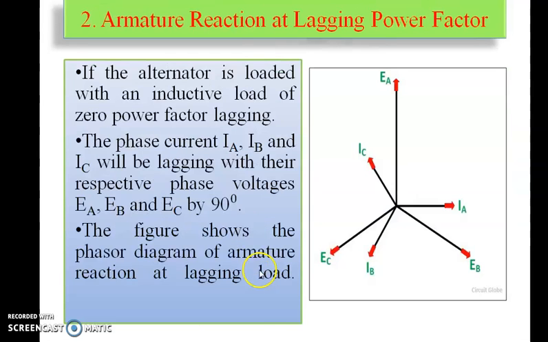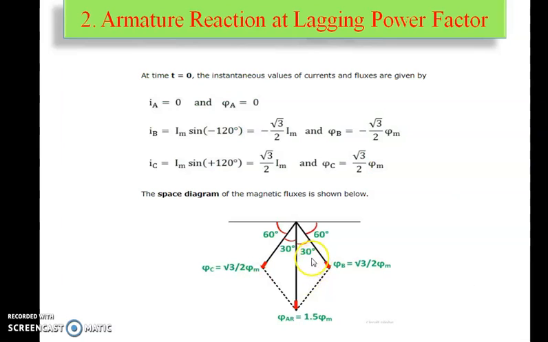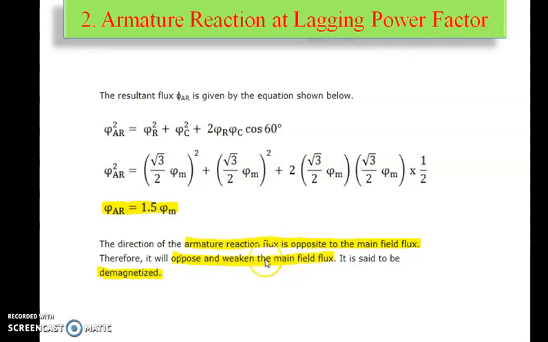Now similarly, in this figure, at lagging power factor what will happen? My resultant flux, I got it in the downward direction. But actually my main field flux direction is vertical. By solving for lagging power factor I got the flux in the downward direction, and hence I can say that the direction of the reaction flux is opposite to the main field flux.